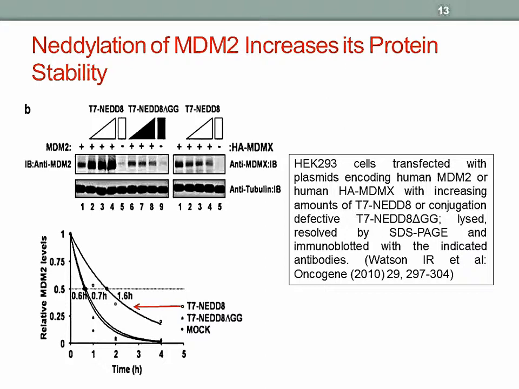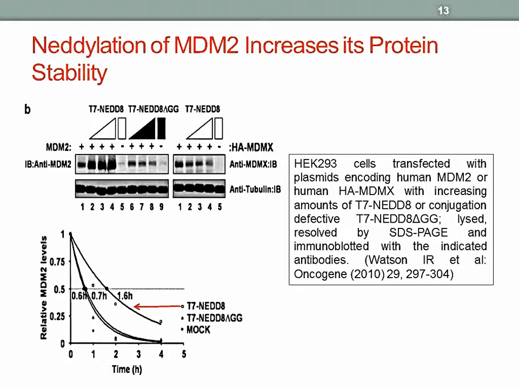So in about a half hour, it's 50% of its original level. In 1 hour, it's 25%. In an hour and a half, it's 12.5%. So that's how we measure half-life. But when you actually look at what happens with the Ned8 process, that actually stabilizes the expression of the gene, because when Ned8 is active, you are increasing the half-life by about 3 times. So you have a much higher expression of MDM2.